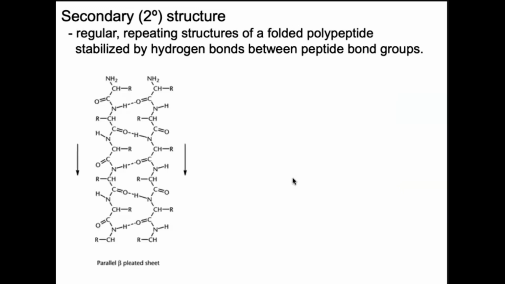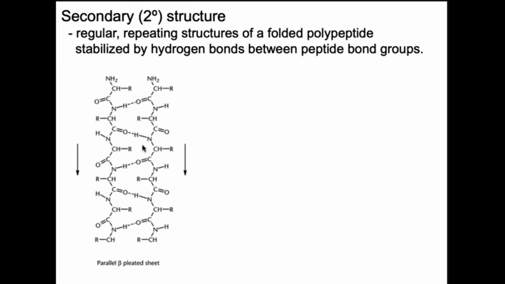One type is a beta-pleated sheet, and I'm showing this first because you can see clearly how hydrogen bonds are formed between the peptide bond groups. So here's the peptide bond group, here is the carbon and nitrogen, the carbon double bonded to oxygen, and the dashed line there is a hydrogen bond to another part of the polypeptide chain, this time the nitrogen and hydrogen of the next part of the chain. So this is how these structures are going to be held together. It's going to be hydrogen bonds between the peptide bond groups.